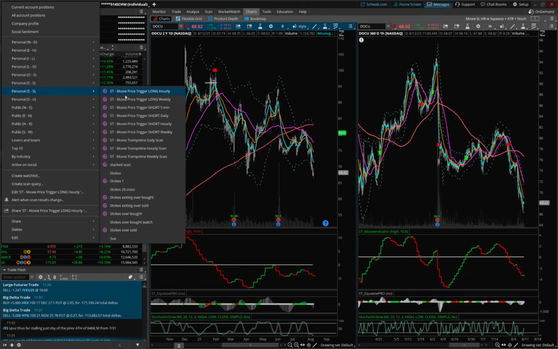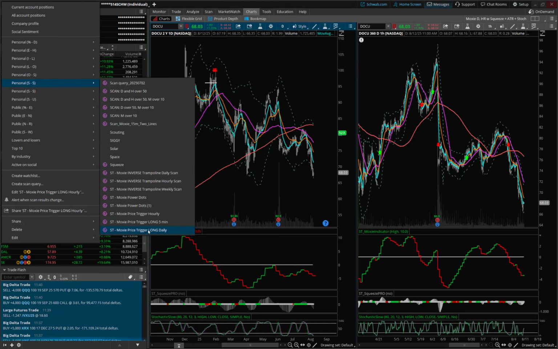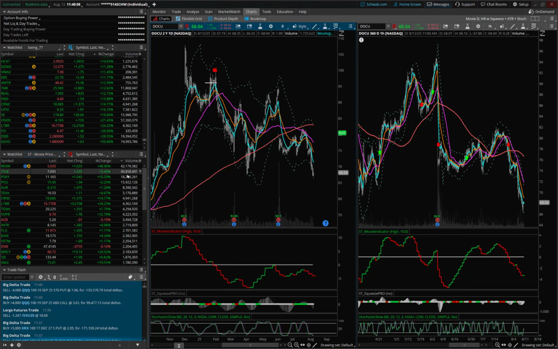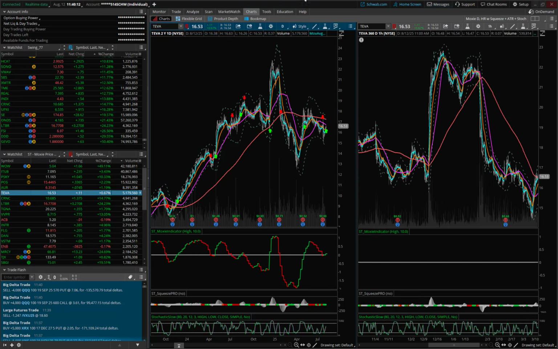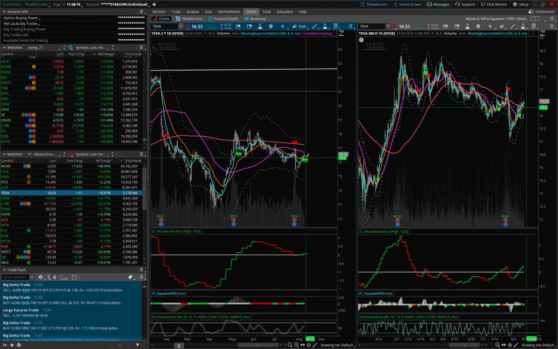Let's see, Moxie price trigger. Let me get long up here. Moxie price trigger long daily. Let's do that and see if there are any other interesting ones that we can look at that I happen to know. Let's see. Let's do volume. Might know a couple of these things. Tiva. All right. Let's see if Tiva does anything. Well, there's your daily Moxie price trigger. Okay. Maybe there's something there as price kind of comes through.